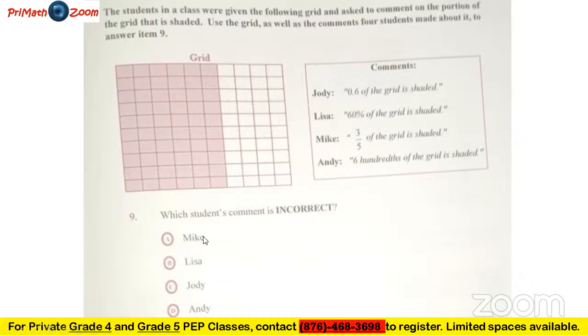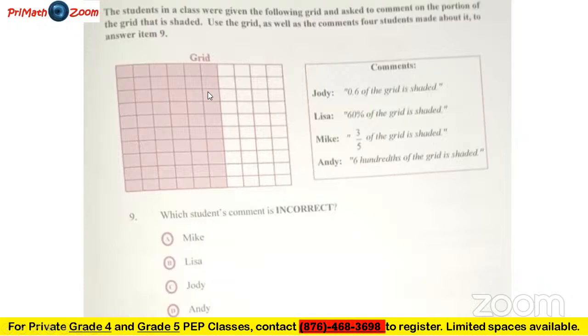All right, so we have Jody said 0.6 of the grid is shaded. So let's look if Jody is correct. So we have 1, 2, 3, 4, 5, 6, 7, 8, 9, 10, and 6 out of 10 is the same as 0.6. So Jody is correct. Lisa said 60% of the grid is shaded. 6 out of 10 is the same as 60 out of 100. And so 60% of the grid is actually shaded. So Lisa is correct.